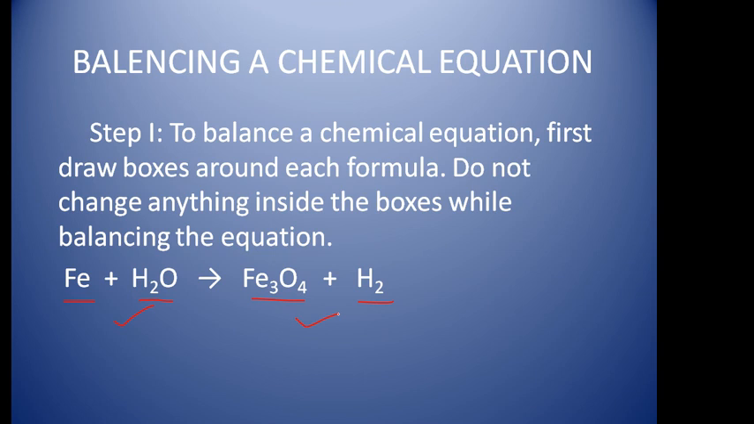What do we need to do? Here, step 1 to balance a chemical equation. First, draw boxes around each formula. Do not change anything inside the boxes while balancing the equation. Your first step is make the box. First thing is make the boxes around each chemical formula.